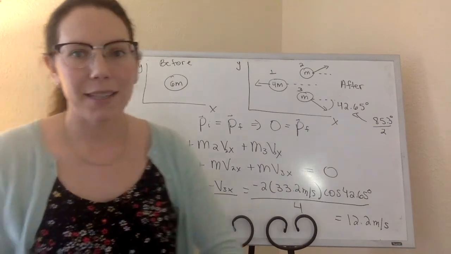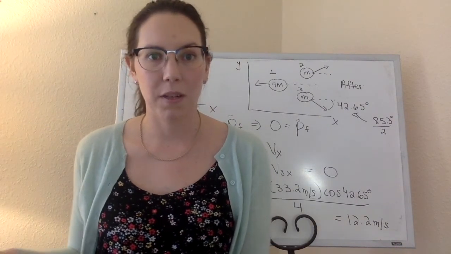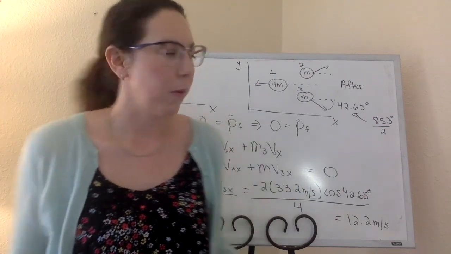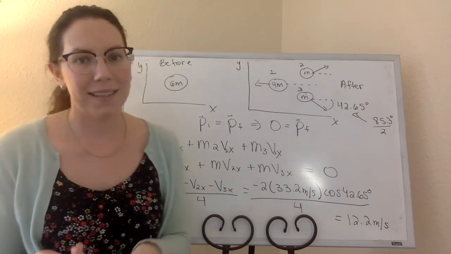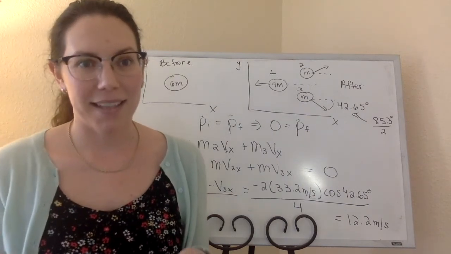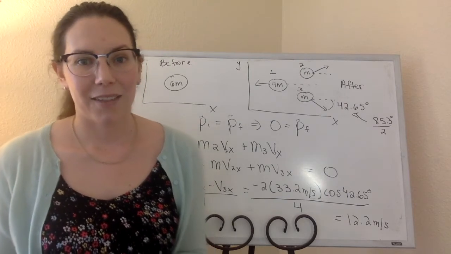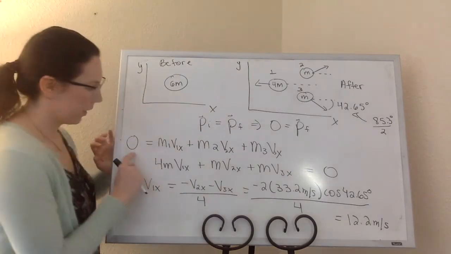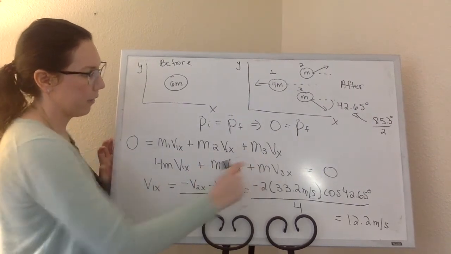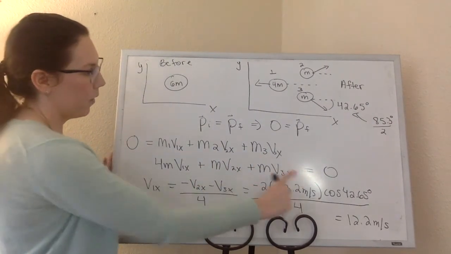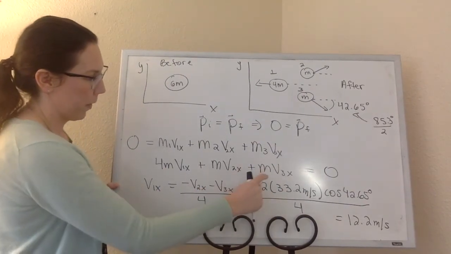Now this is 2D, so we want to apply conservation of momentum in both coordinate directions. Overall, we have initial momentum equals final, and we can see the initial momentum is 0 in both directions. That mass is at rest initially. The firecracker is at rest. So let's look in the x direction. We have 0 equals m1 v1x plus m2 v2x plus m3 v3x, and then I can plug in the masses, 4m, m, and m for 2 and 3.